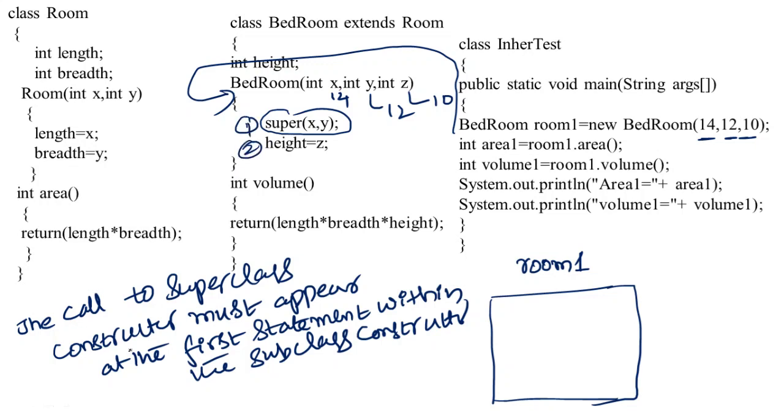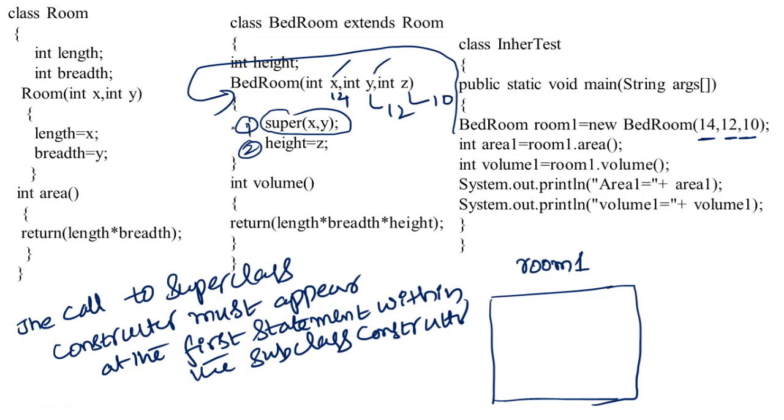The call to the superclass constructor must appear at the first statement within the subclass constructor. The parameters in the superclass must match. What are the parameters here? int X comma int Y, isn't it? The parameters in the superclass must match the order and type of the instance variables declared in the superclass. Here X is an integer type variable, Y is an integer type variable.